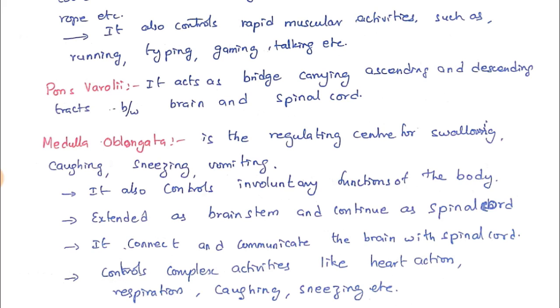This medulla oblongata is part of the brain stem, friends, which we have seen in the diagram. It connects and communicates the brain with the spinal cord, and controls complex activities. It also does very, very important things, friends: heart actions, respiration, the cardiovascular actions. The heartbeat is done with the help of the medulla oblongata. It controls the heartbeat, and also the respiration of our respiratory system, the lungs, friends.